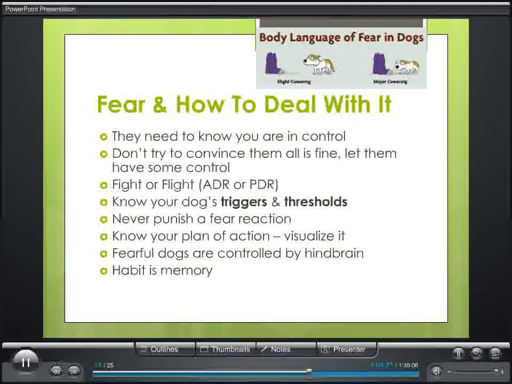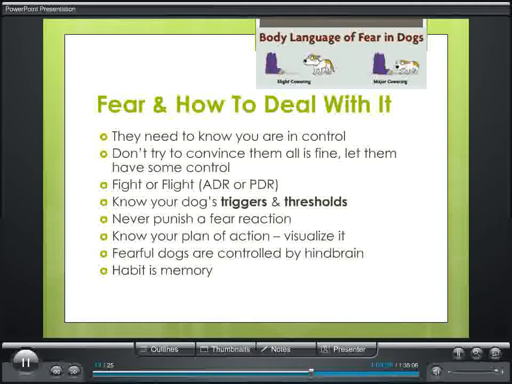Now, one of the first things you need to do is you need to know your dog's triggers and thresholds. There's no way around this one. You have to know your dog's triggers and thresholds. So what is a trigger? A trigger is what elicits the behavior. A trigger is what starts the reaction. Okay, so there's many different triggers for many dogs. Some examples might be another dog. A trigger could be tall men in hats. A trigger could be lawnmowers. Whatever your dog's afraid of, that's the trigger.